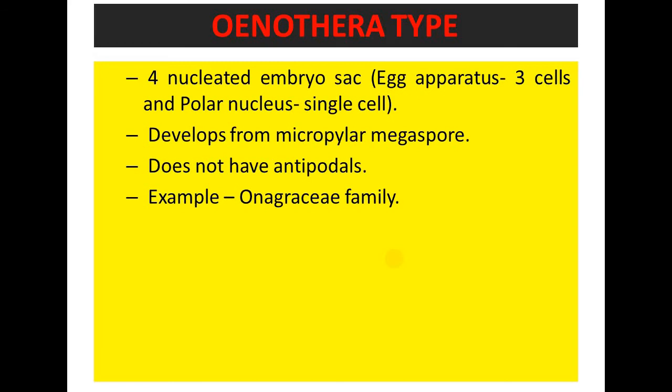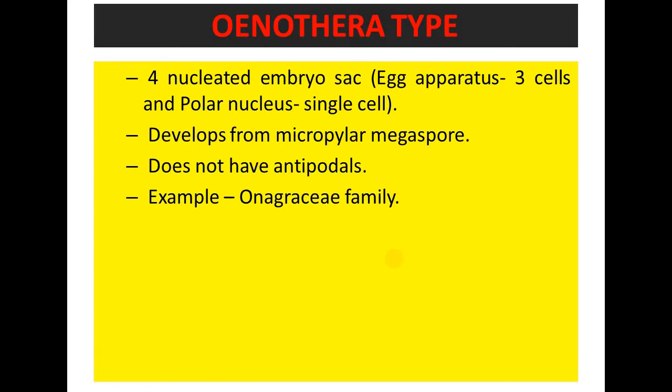Now come to the next type, that is the Oenothera type of embryo sac. This type of embryo sac has only 4 nuclei. So this is a 4-nucleate embryo sac in which the egg apparatus has 3 cells, one egg cell and 2 synergids, and the polar nucleus is also here as a single cell structure. It develops from the micropylar megaspore. Remember, this is the main thing. This is the major difference between the polygonum type and the Oenothera type. The Oenothera type of embryo sac will be developed from the micropylar megaspore, not from the chalazal megaspore.